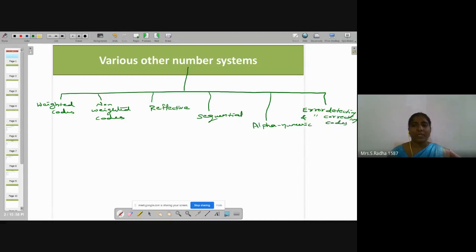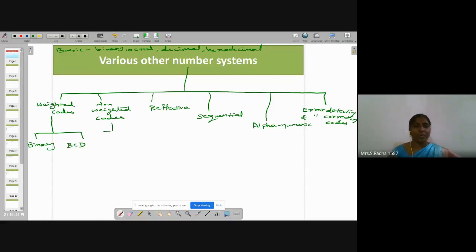Basic codes are binary codes, octal, decimal, and hexadecimal. And this is another way of classification. I have written here the flow chart. The weighted codes are again of two types. One is binary code because it has position value, and BCD codes, they also have position value.